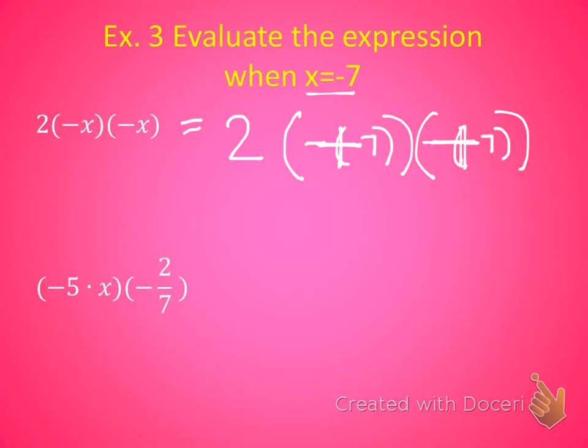No, it's still a multiplication problem. Okay, do I have any negative signs at all? No, so I automatically know my answer is going to be positive. 2 times 7 is 14. 14 times 7 is 98. If it's easier for you to do 7 times 7 is 49, times 2 is 98, that's fine. Either way works, as long as you get 98, okay?